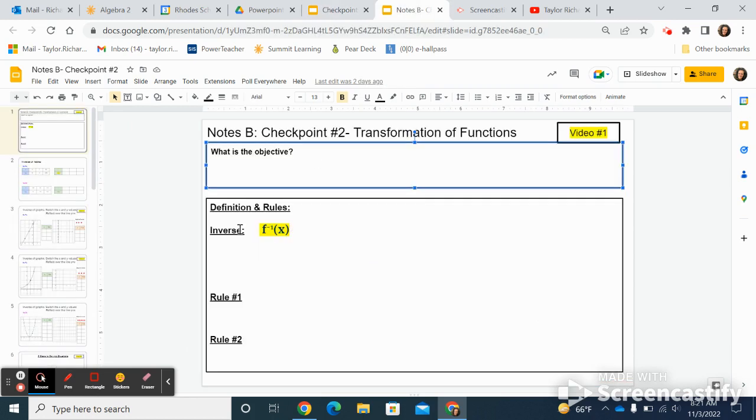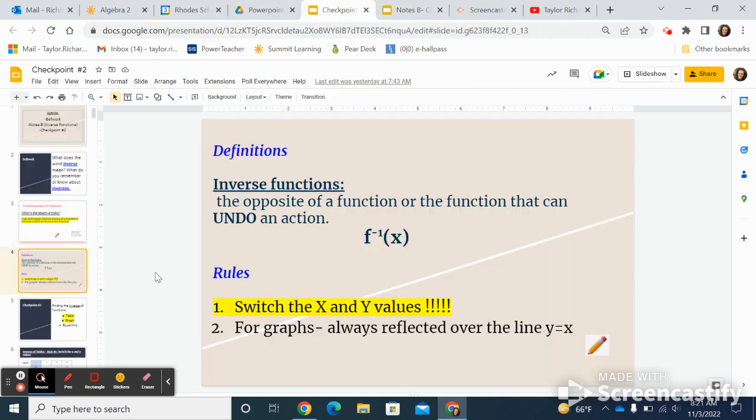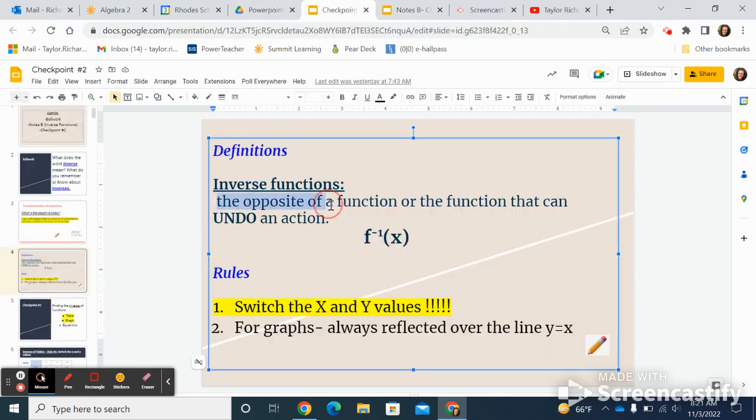So your next box, here it says inverse, and right beside this yellow symbol, you're going to type in the definition, and then there are 2 rules on how to find it. So again, I'll put that up on my screen. Here is the definition I want you to type in on your slide number 1. And then here's rule number 1, and here's rule number 2. So I would pause this video and again type in these things.